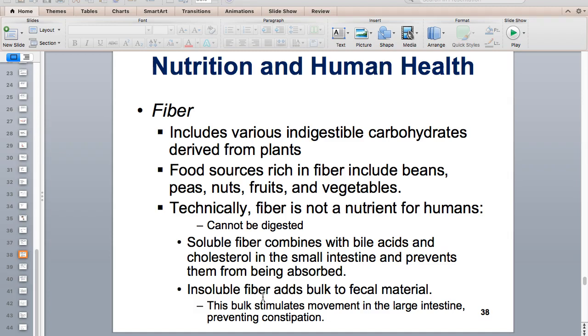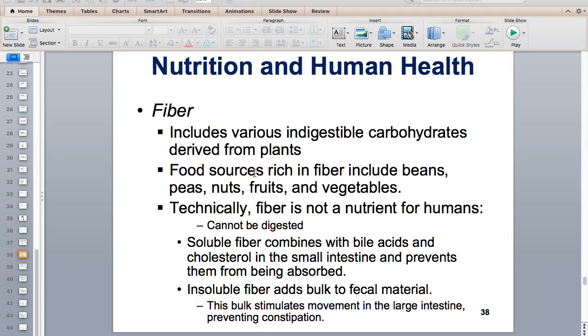Sorry about that. Okay, so the other thing is fiber, right? So it says it includes various indigestible carbohydrates. Like we talked about cellulose, right? And that ruminants have a special way of being able to break down cellulose. Well, we can't, right? So think of that as fiber. It's still important to eat fiber, okay?